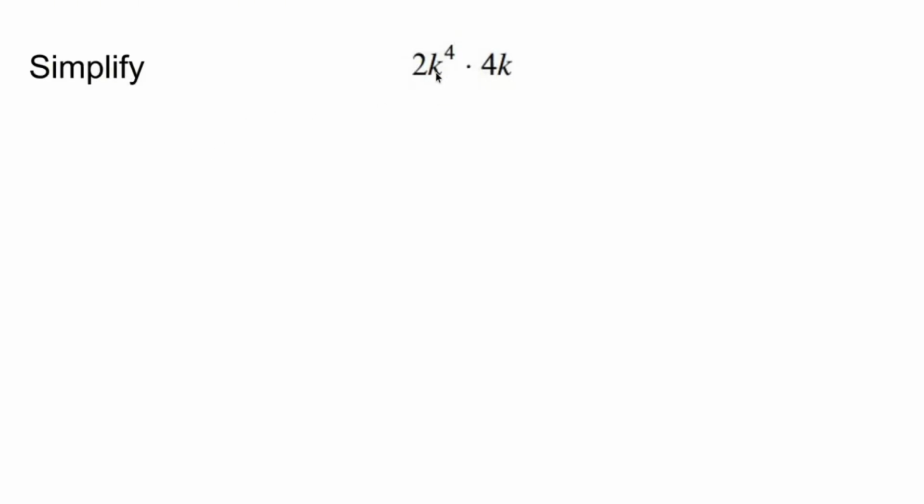Simplify 2 times k to the fourth times 4 times k. Let's do this. Let's separate the 2 and the 4. So 2 times 4, kind of scooch that over there, and put the k's over here. Let's kind of split them up. Okay, k to the fourth times k. Now 2 times 4 is 8. Don't overthink it. K to the fourth times k, if I wanted to, I can make that an invisible 1.